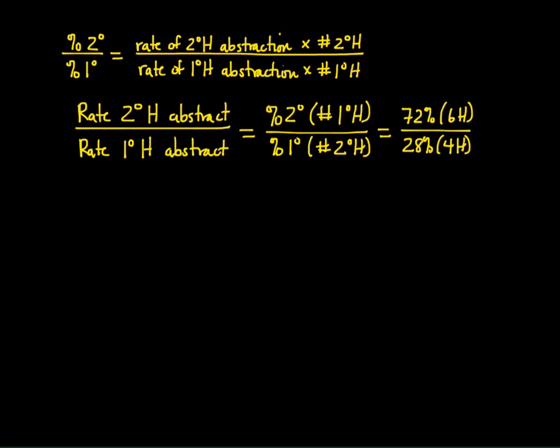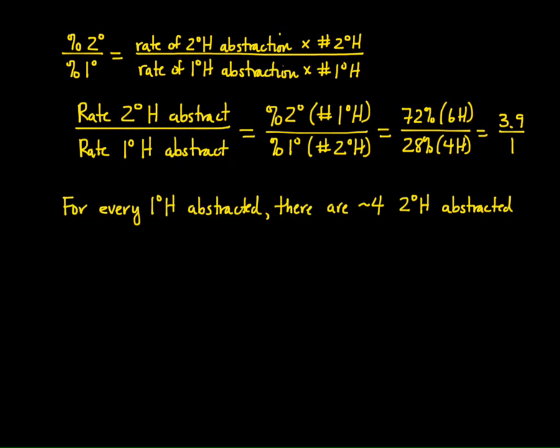So in this reaction, the percent of the secondary was 72%, the percent of the primary was 28%. There are 6 hydrogens that are primary, there are 4 hydrogens that are secondary. And so when I do this math, 72 times 6 divided by 28 times 4, I get 3.91. So essentially 3.91 to 1. Now what does this mean? Well, essentially this means that for every 1 primary hydrogen that's abstracted, there are about 3.9, so about 4 secondary hydrogens abstracted.